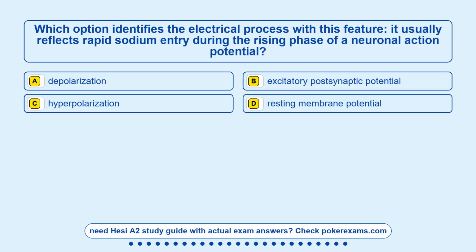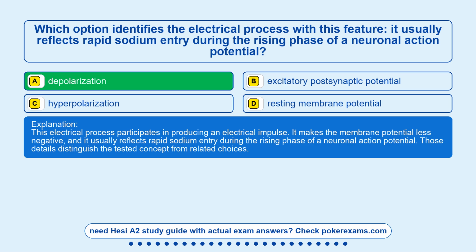Question 14. Which option identifies the electrical process with this feature? It usually reflects rapid sodium entry during the rising phase of a neuronal action potential. Option A, depolarization. Option B, excitatory postsynaptic potential. Option C, hyperpolarization. Option D, resting membrane potential. The correct answer is option A, depolarization.